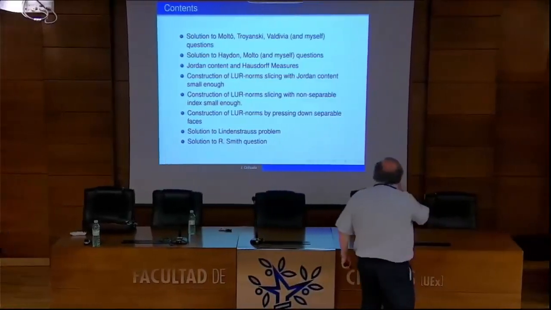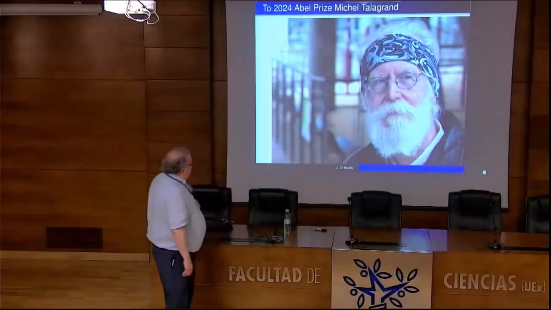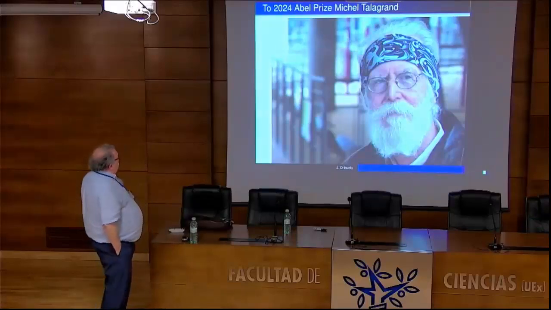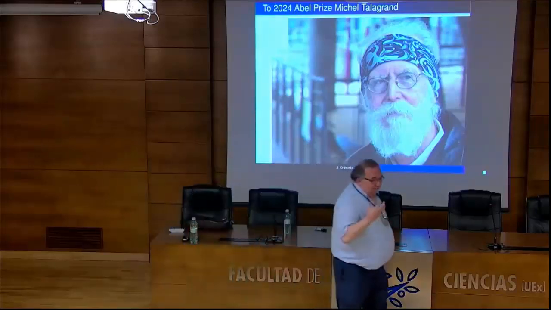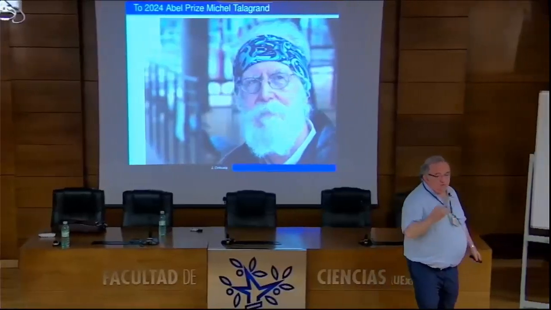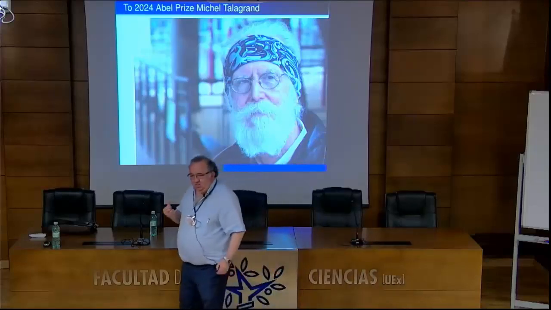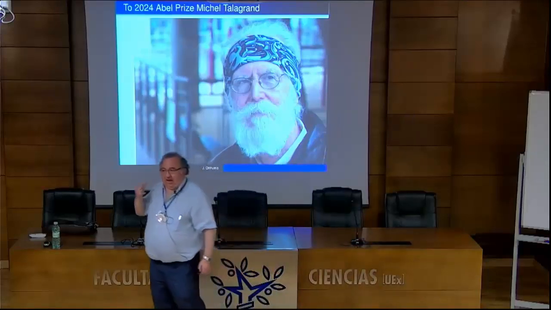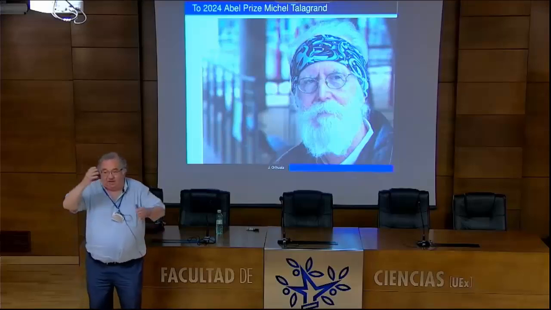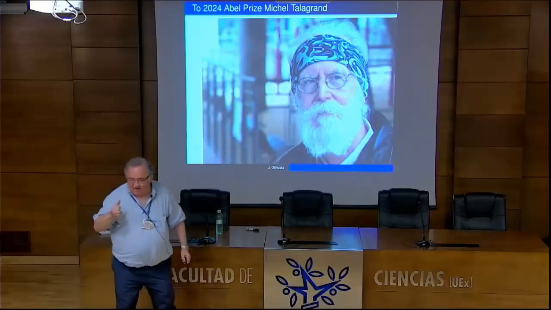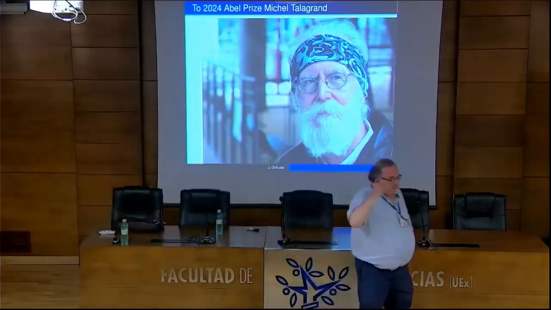Okay? And this is the solution to a question of Richard Smith. Here is the 2024 Abel Prize, Mr. Talagrand, and I put him there because a lot of things that have been developed in Banach space theory began with him. And last month, he received the Abel Prize, and nobody says anything. The Abel Prize is the Nobel Prize in mathematics. It's the Norwegian Academy of Science, and they gave it to Talagrand.